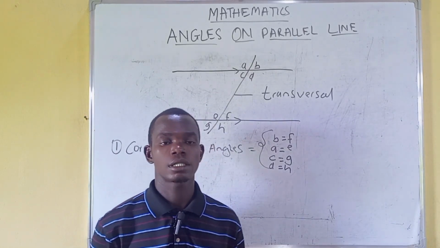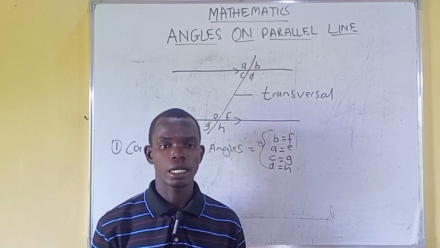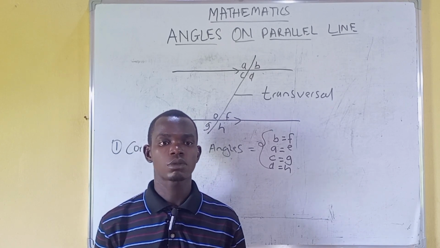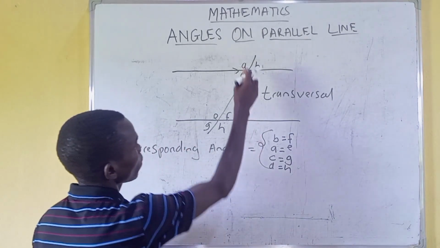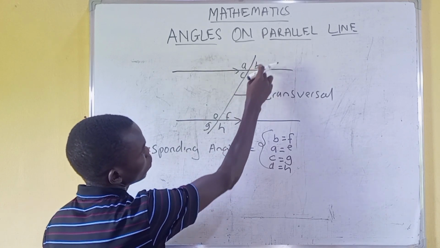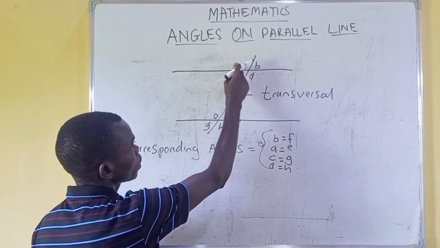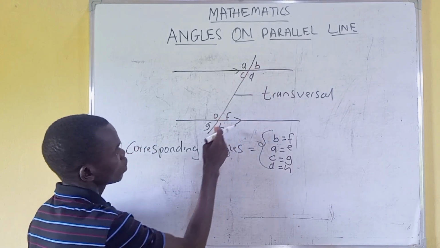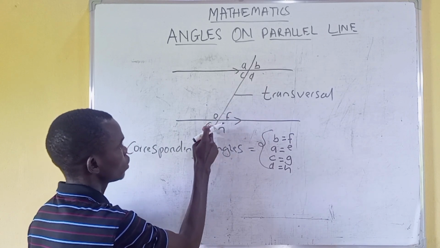So let's consider the second angles, which is vertically opposite angles. These are angles that are opposite to each other at a point where two lines intersect and they are equal. If you look at this now, A is opposite to D. Therefore, B is also opposite to C. So, A is equal to D and B is equal to C. So, E is equal to H and F is equal to G.